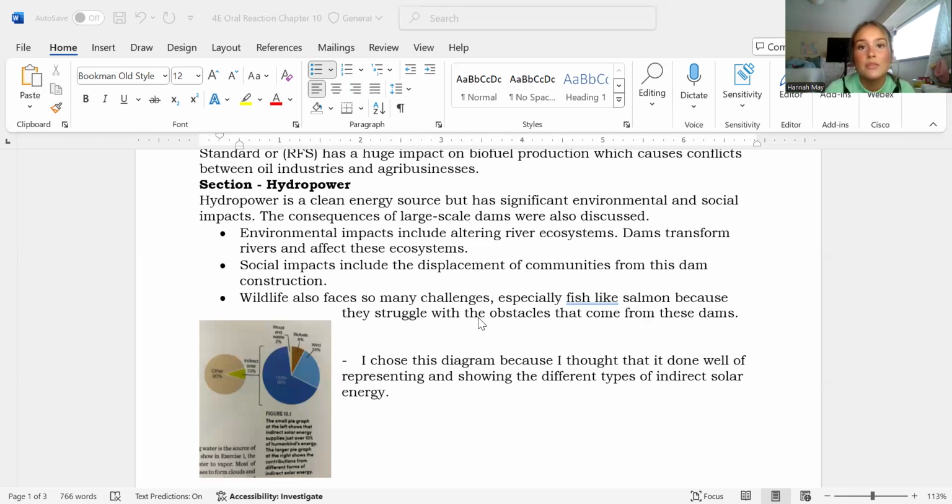Many of these, especially fish, are affected by these dams. In the chapter, salmon was brought up because they can't navigate through all the obstacles that are brought to their habitats or ecosystems in the water from these dam constructions.